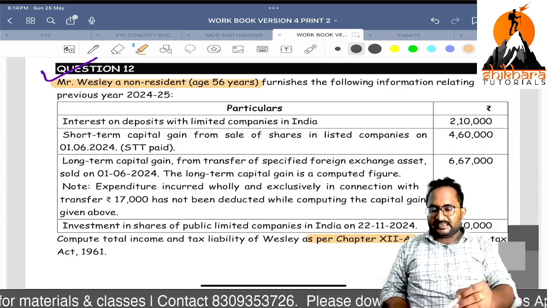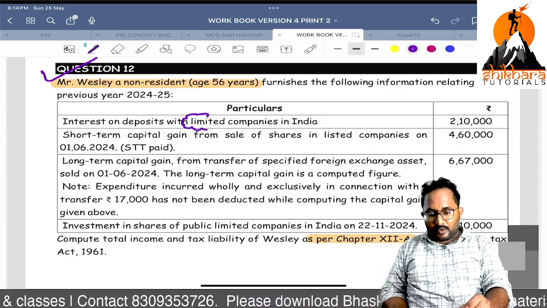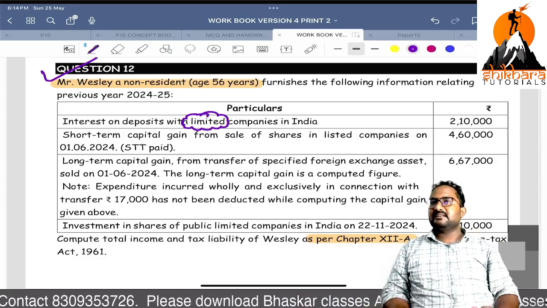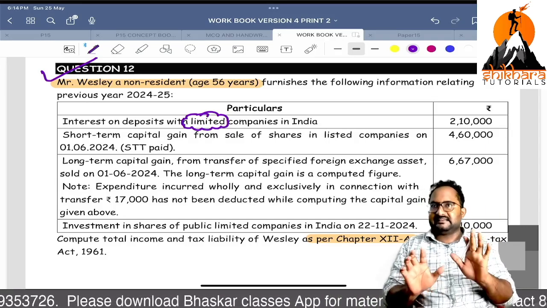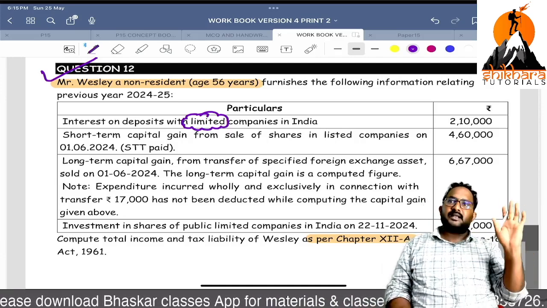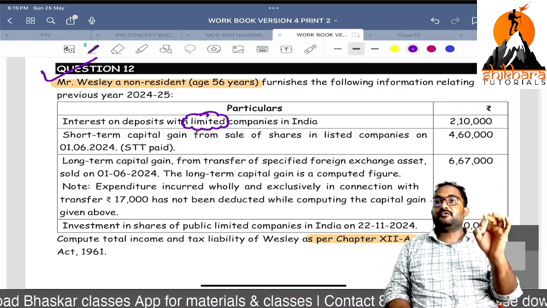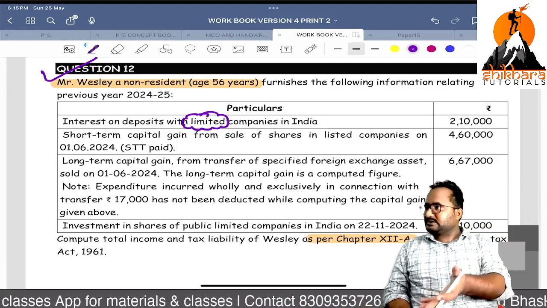Okay. What are the incomes we have? Interest from deposits with limited companies. Here we have to take one assumption, ma. Limited means public here. If you take private, the answer cannot be matched. In exam, definitely they will rectify it. Next time they will give you public, not private. Because deposits must be made in which company if you want to call it a foreign exchange asset, ma? Not a private one. That's why you have to assume it as public.